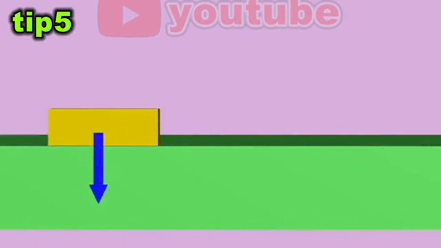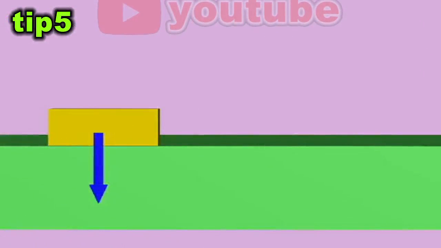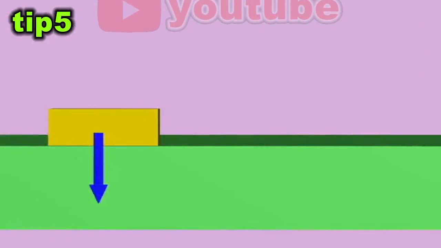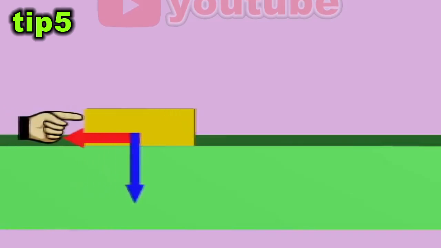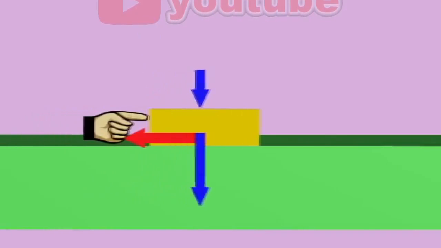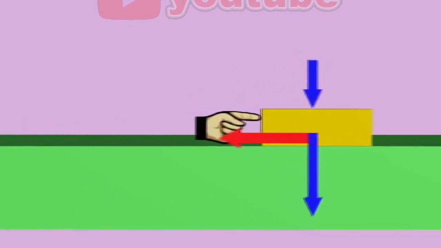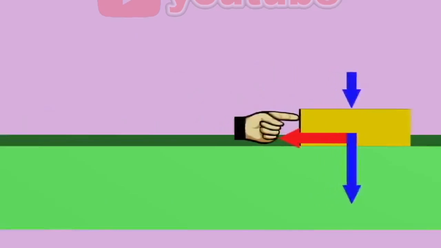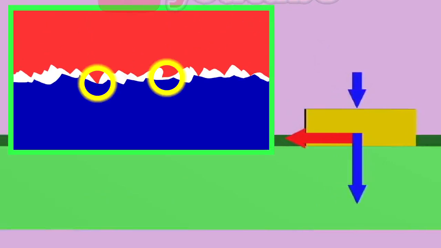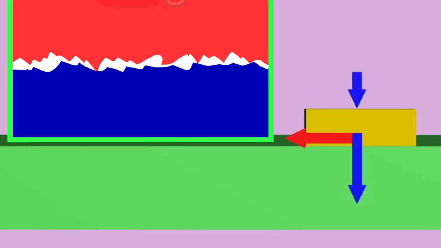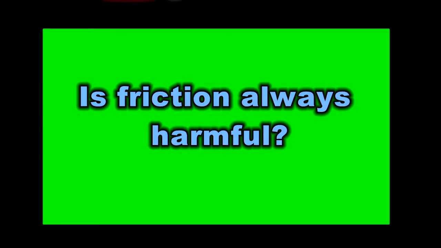Tip: if we increase the vertical force applied to the body, the force of friction will increase. Notice this object: if we increase the vertical force, the friction force also increases, and if we decrease the vertical force, the friction force decreases. This is because, as the vertical force increases, the number of points that are welded together increases, and the friction force increases.